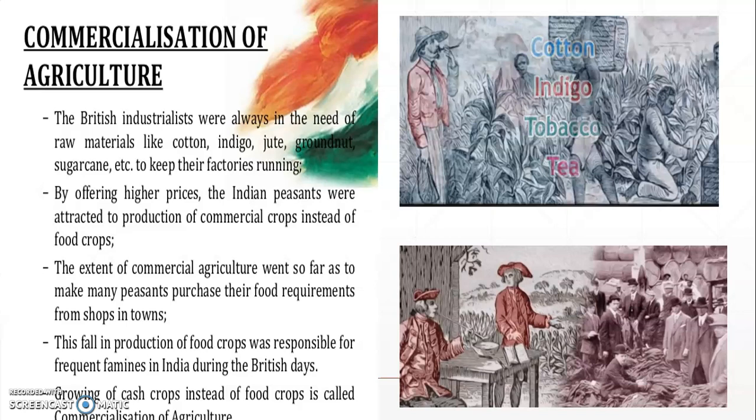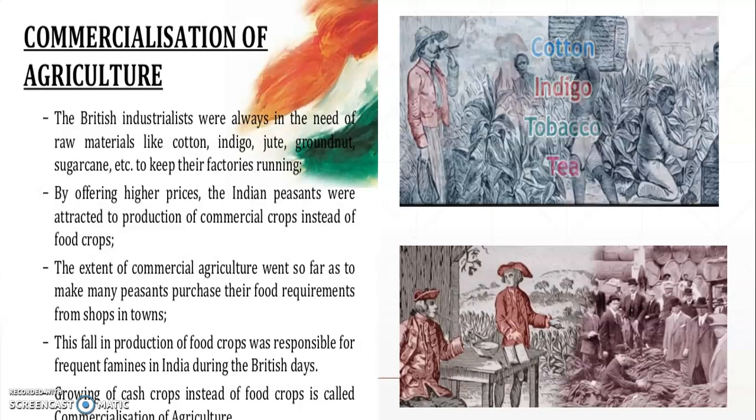From these products they used to get the finished products: cotton, indigo, tobacco, tea. By offering higher prices, the Indian peasants were attracted to production of commercial crops instead of food crops. So instead of growing food crops like rice, wheat, jawar, bajra, because they were not earning much money due to famine, drought, no water, no proper seeds, crops were not grown. So some of the farmers started going towards commercialization.